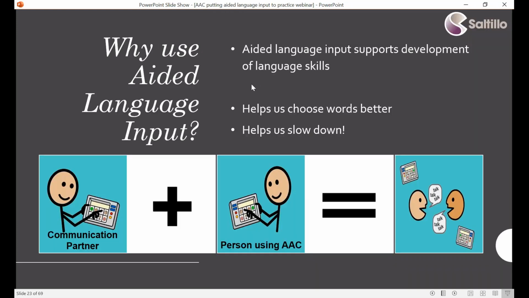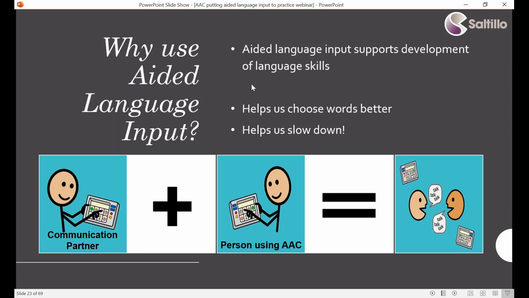All right, so to summarize, aided language input is going to be a strategy we use to help support language skills, both receptively and expressively. So what we understand and then what we can say. Now, some other byproducts of aided language input is that it does help us choose our words better. Sometimes we have to really think about what we're saying and what we can model on the device. And of course, our system is going to be somewhat contingent upon that.